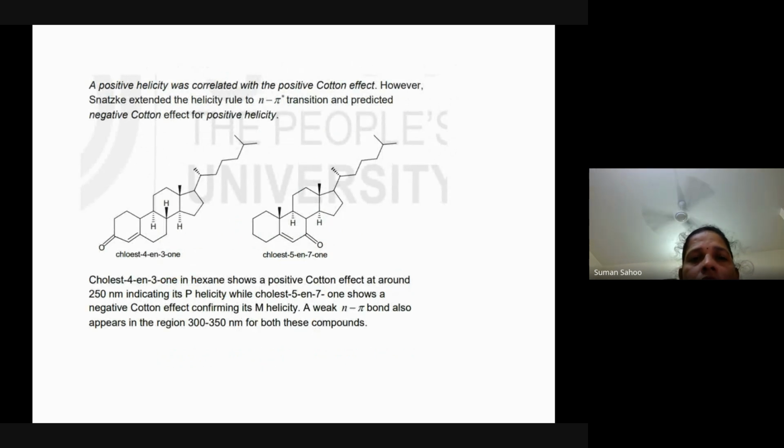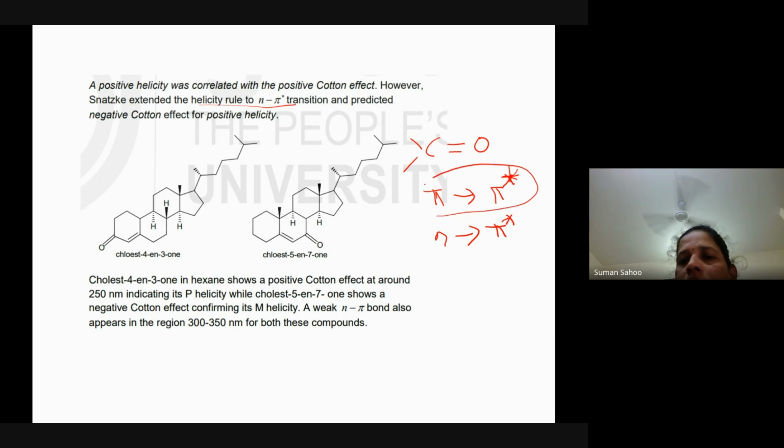Okay, while doing this Cotton effect, actually positive helicity, however, when they do it for the n-pi star transition, when we have a carbonyl group, there is a chance of a pi-pi star transition and an n-pi star transition. These transitions actually occur at different wavelengths. So he studied that, in the case of the pi-pi star transition, you are seeing the effect at a certain wavelength region. So pi-pi star comes around 360 nanometers.